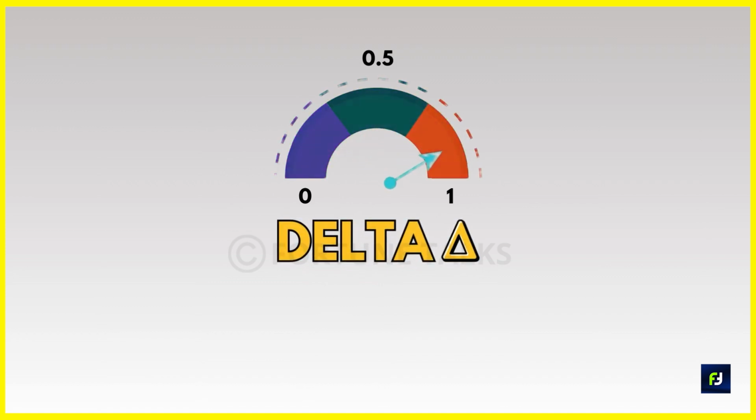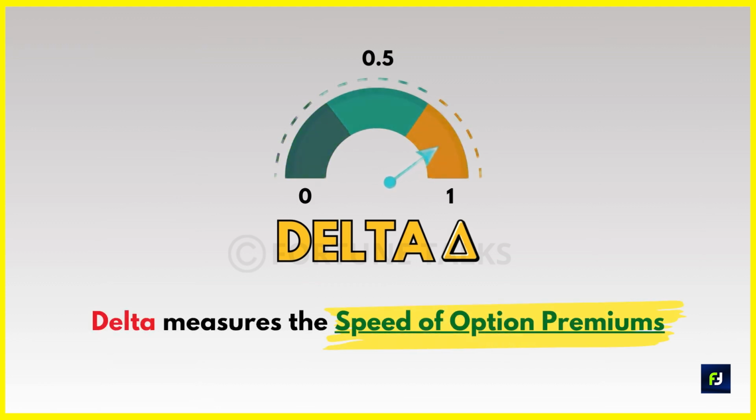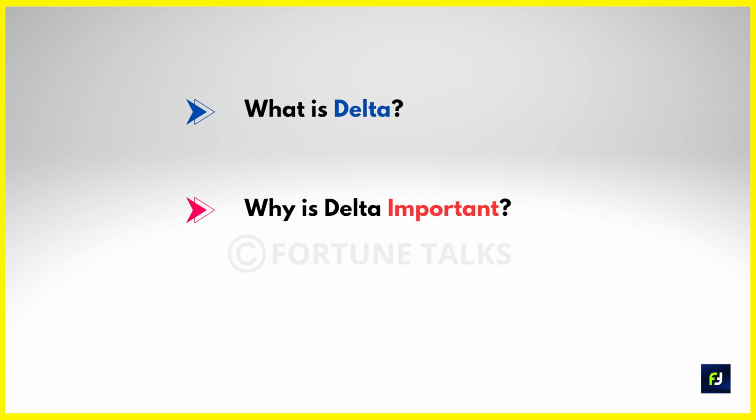And just like a speedometer, delta tells you how fast the value of your option is changing as the underlying asset price moves. So in this episode, I will break down what delta is, why it is crucial for options trading, and how you can use it to navigate the fast moving derivative markets.